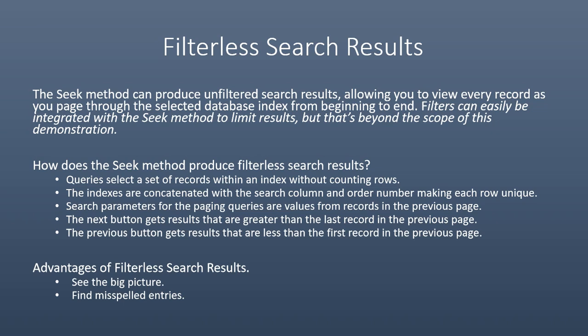The indexes are concatenated with a search column and order number, making each row unique. And the search parameters for the paging queries are values from records in the previous page. So the next button gets results that are greater than the last record in the previous page, and the previous button gets results that are less than the first record in the previous page.